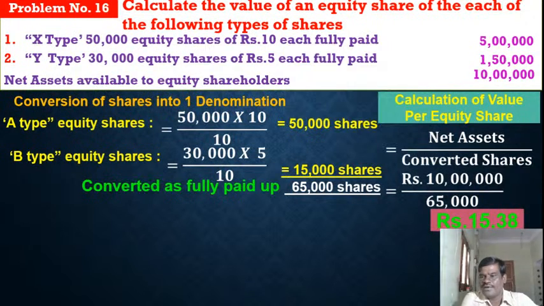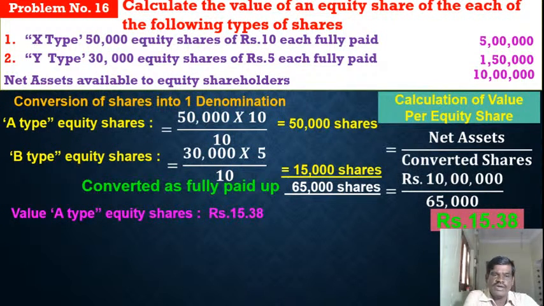How much rupees? 15.38 rupees, 15 rupees 38 paisa. Okay, and also generally in this problem you have converted rupees 5 into 10, means Y is converted into X. That's why in X type or A type of equity share, the value is rupees 15.38.